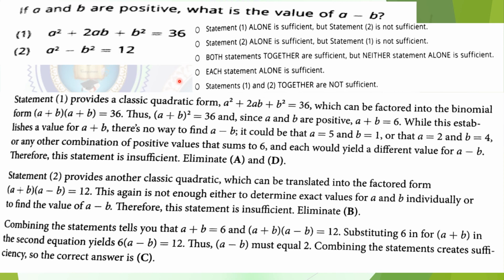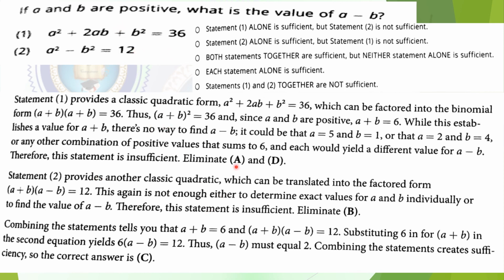Second statement, what is given? a square minus b square is equal to 12. What does it tell us? It is nothing but a plus b into a minus b equal to 12. From this statement also, you can't determine the value of a minus b, because there is no value for a plus b. So from the second statement alone also you can't determine the answer.